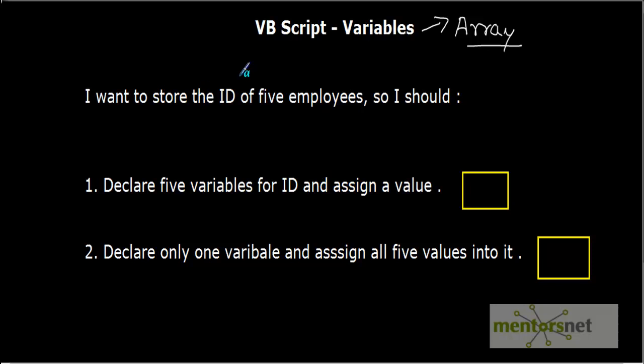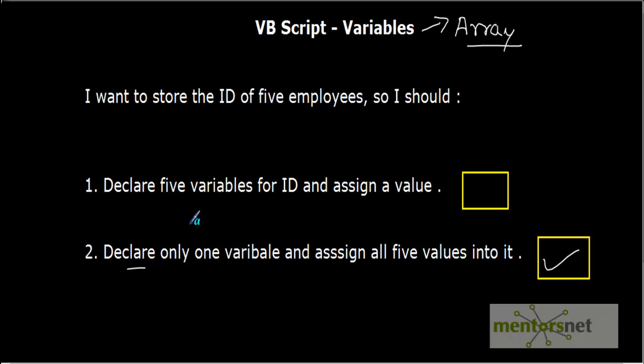According to me, the more feasible answer is the second one. I should declare only one variable and assign all the 5 values into it, because all the variables that you define in your script get stored into a memory location. So as many variables as there are in your script will increase the size of your memory. Okay, so it is always better to store one variable and assign all the values into it.